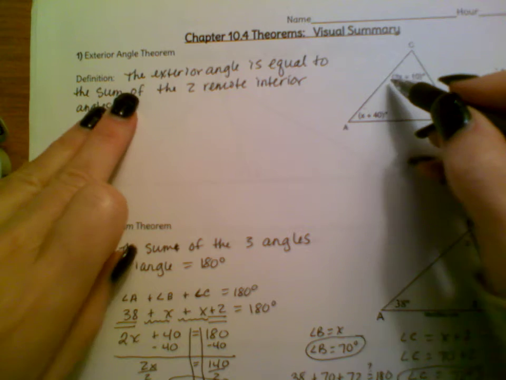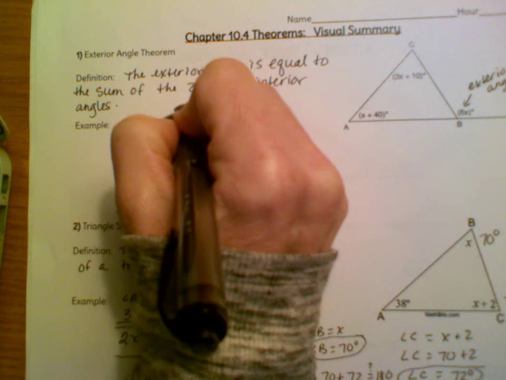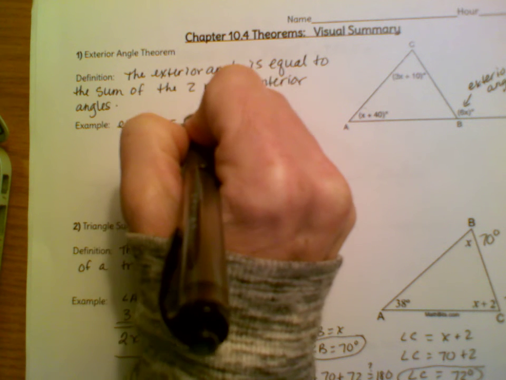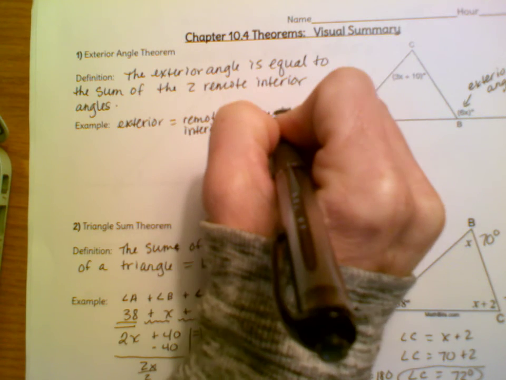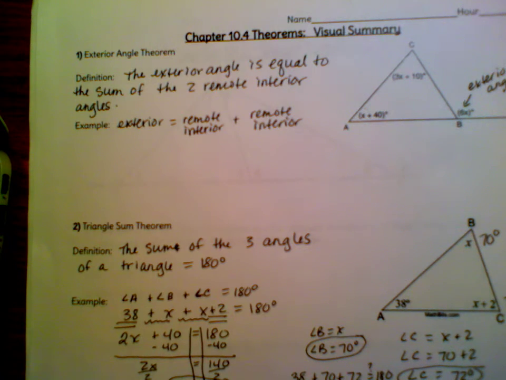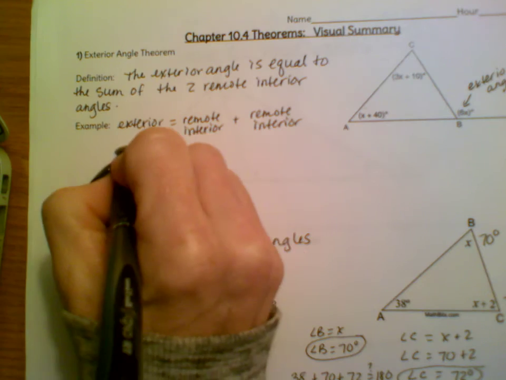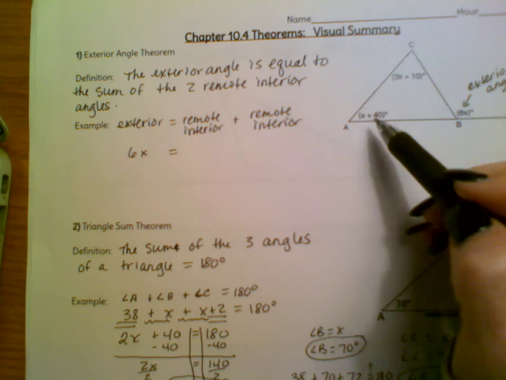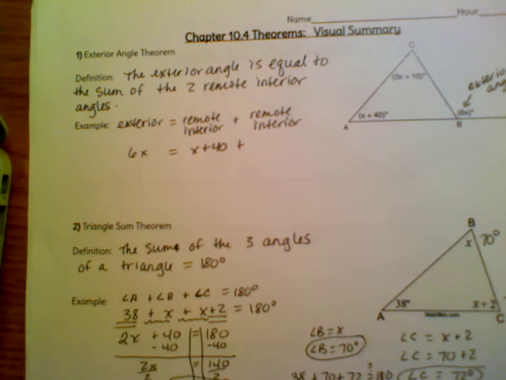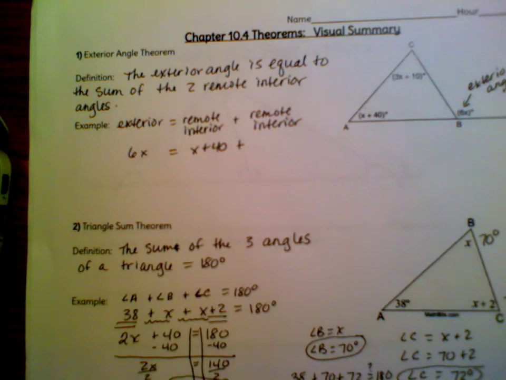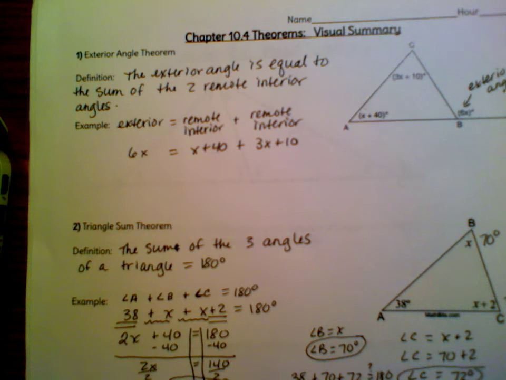So now I'm going to set this up. So it's exterior equals the remote interior plus the remote interior. So let's just use our substitution and fill everything in. Exterior is 6x. 6x equals, one of the remotes is x plus 40, plus the other remote, 3x plus 10. Now I have to remember my algebra from prior chapters.